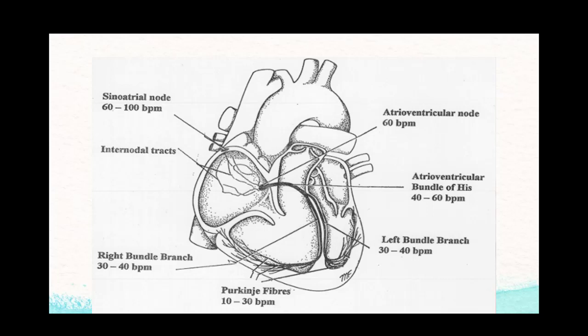So we have several fail-safes. You'll notice on this picture we have different rates listed. So if the SA node doesn't work, it likes to beat at 60 to 100. If it just doesn't work, then the next fail-safe is the AV junction. This is the atrioventricular bundle of His junction. It likes to beat at 40 to 60 beats a minute.